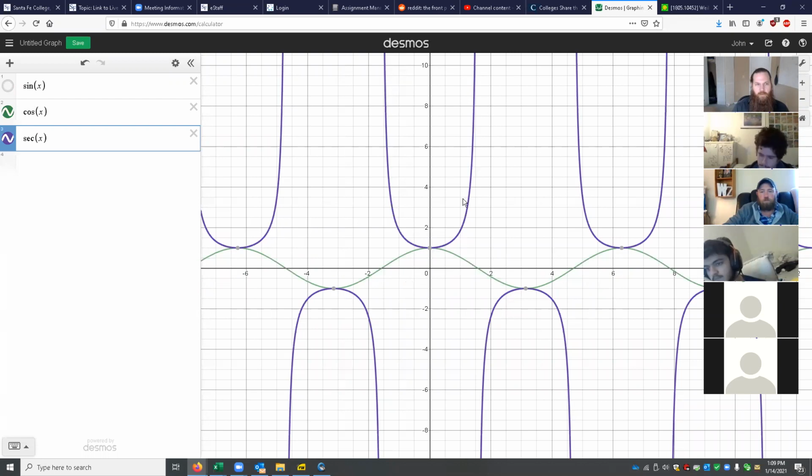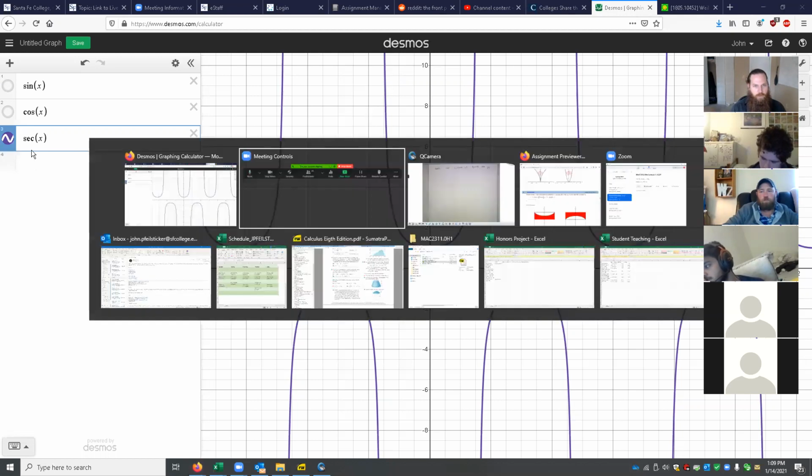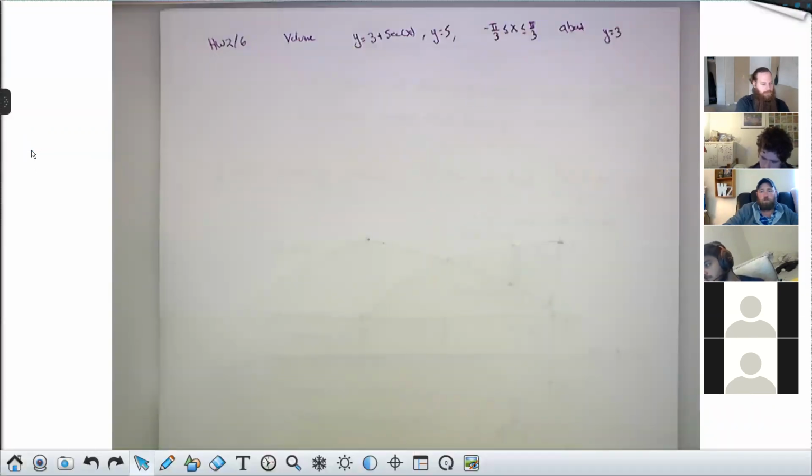Some people remember the graph of secant by sketching the graph of cosine and then sketching the graph of secant kind of on top of it like this. This is the graph of secant, and we need to know it. These aren't parabolas, but they kind of look like parabolas, and that sometimes helps people remember. But this is what secant looks like. So I need to sketch 3 plus secant x, which means I need to take this graph and move everything up by 3 units.